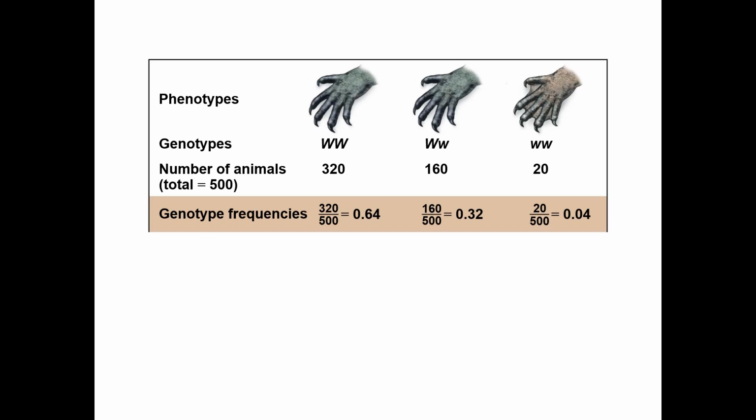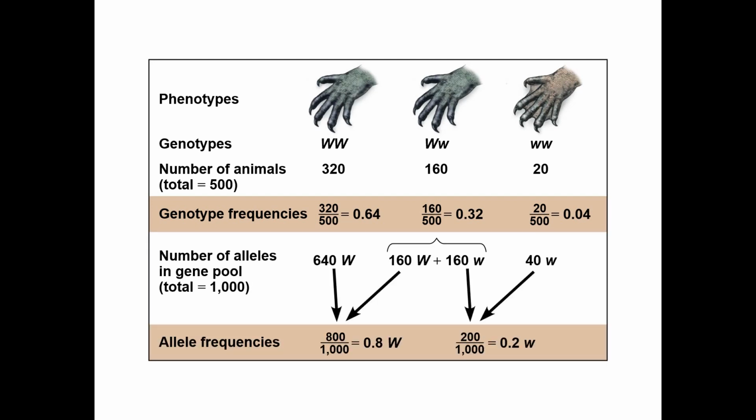We can use these numbers to calculate the frequencies of each of these genotypes. So that would be the number of individuals with that genotype over the total number of individuals in the population. We can also use these numbers to calculate allele frequencies. For example, each individual who's homozygous dominant has 2 of these alleles, so we would use twice those number of individuals, so 640 instead of 320. And then each individual who's heterozygous has 1 copy of the dominant allele, so we would add 160. That gives us 800 dominant alleles over 1,000 possible alleles, or 80%.